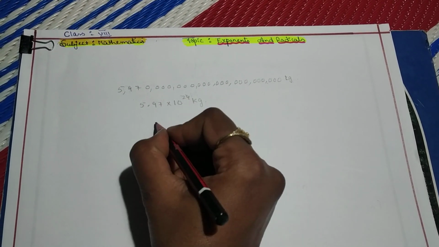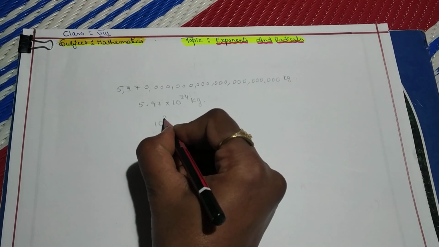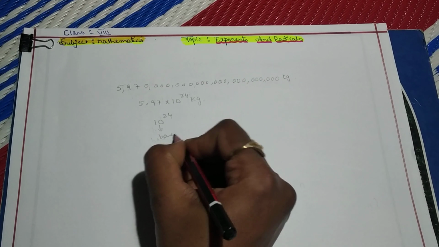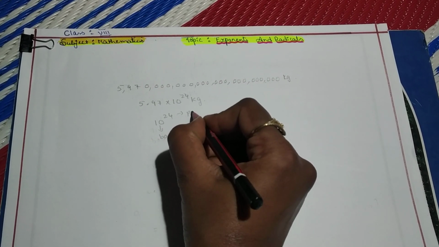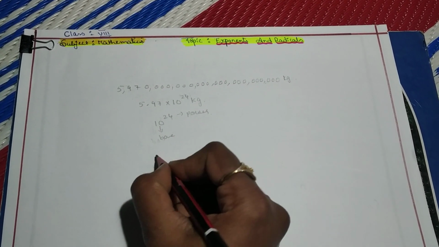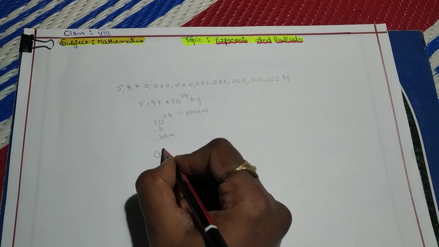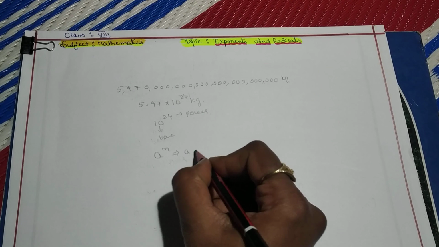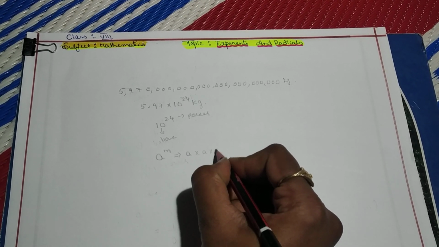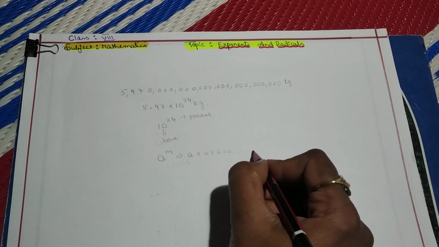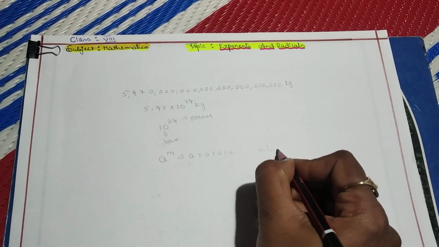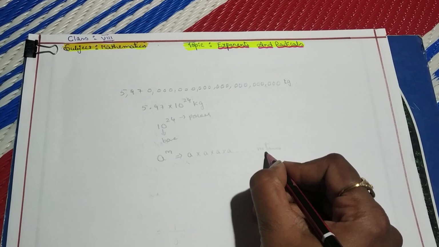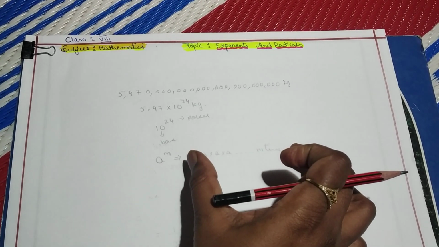Here, the exponent is 10 to the power of 24, where 10 is said to be the base and 24 is said to be the power. In the general form, a to the power of m has the expansion a into a into a into a and so on, that is m times. That is, a is repeated m times. So we cannot write such a large number that way.